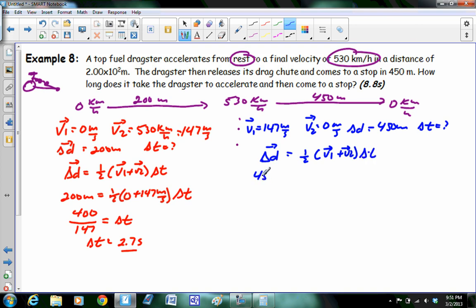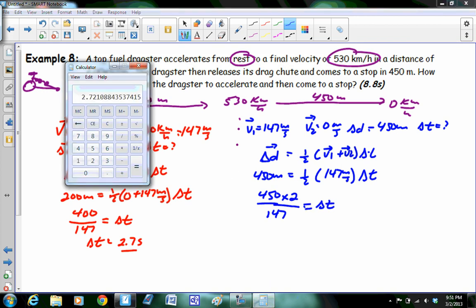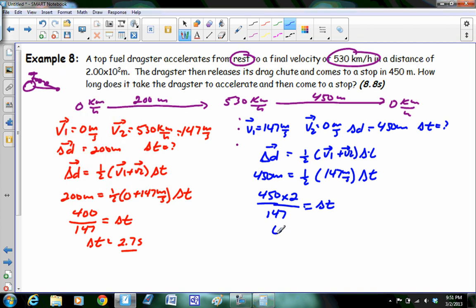Let's see what we got here. So we got 450 meters equal to 1/2 of 147 meters per second multiplied by time. So 450 times 2 divided by 147 is going to give me my time. Let's see what that gives us. So 900 divided by 147, and we end up with 6.1 seconds for my time.